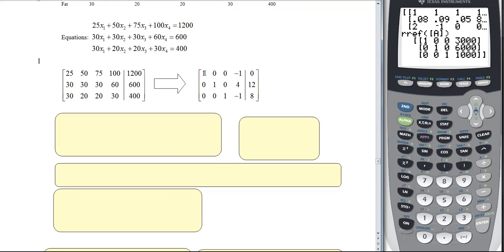So this, if I wrote this out in equation form, this would be X sub 1 minus X sub 4 equals 0. X sub 2 plus 4X sub 4 would equal 12. X sub 3 minus X sub 4 would be 8.